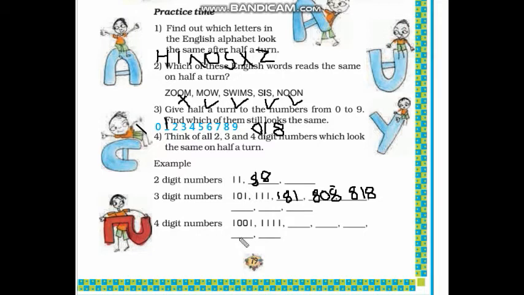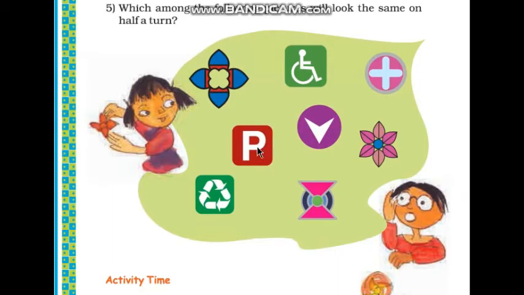Then 4 digit numbers: 1001, 1111, then 1881, then 8008, 8118 and 0888. Now let's move on to the next page.